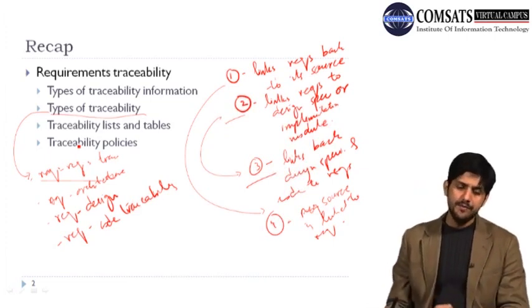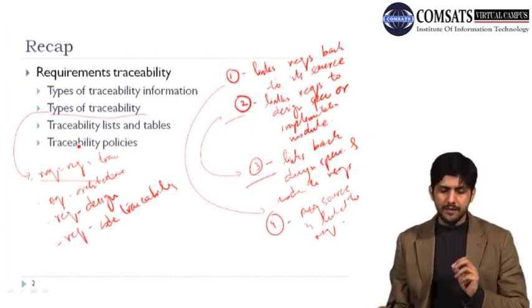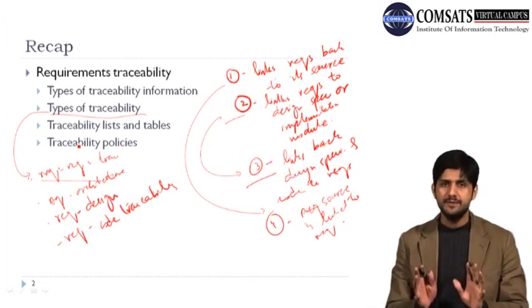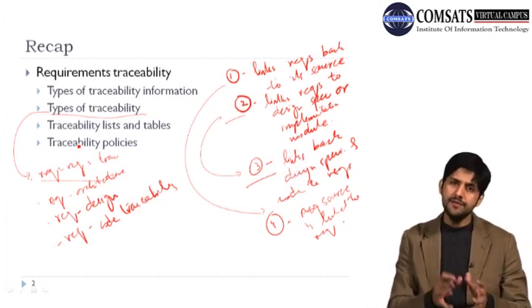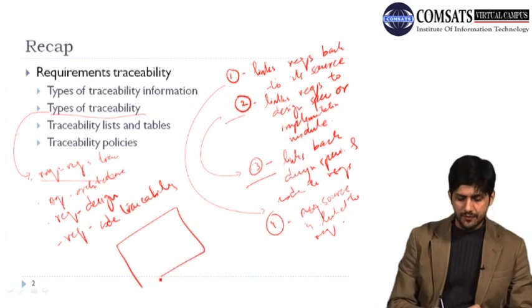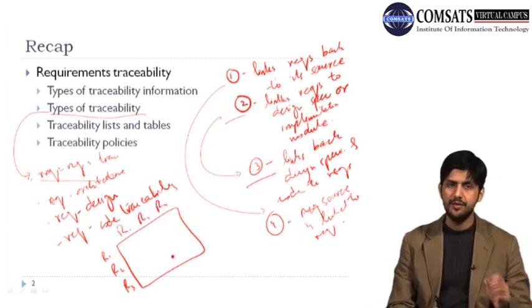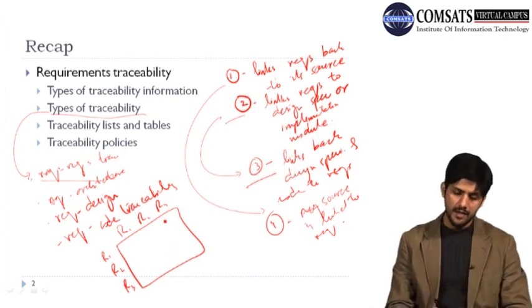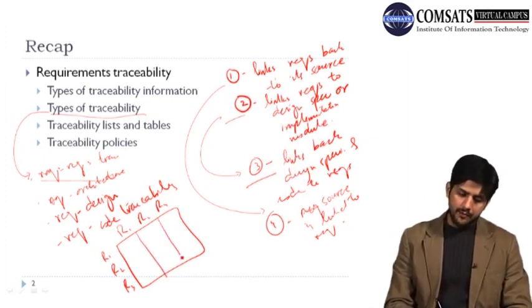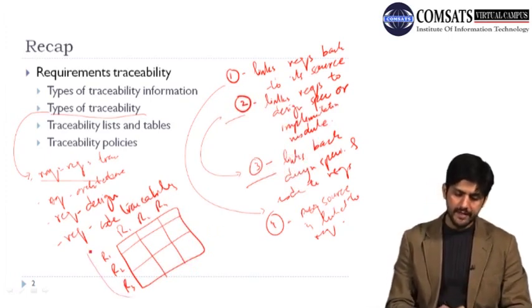The next thing that we discussed in our previous lecture was a comparison between traceability lists and tables. Both of them serve the same purpose. It's just that one is a more efficient representation of the same information. A traceability table is something which we have seen multiple times. Let's say our system is composed of three requirements: R1, R2, and R3 respectively. And we want to maintain our requirement traceability. So we would have a traceability table which would look exactly like that.